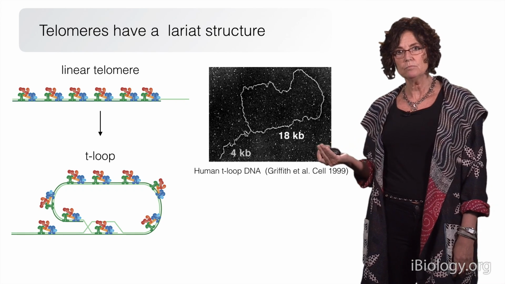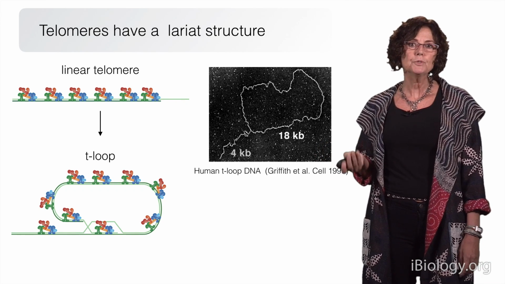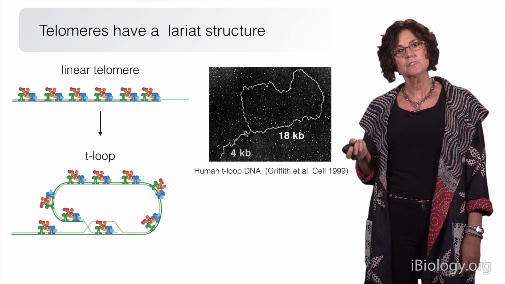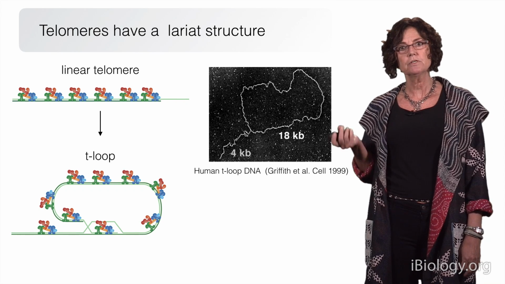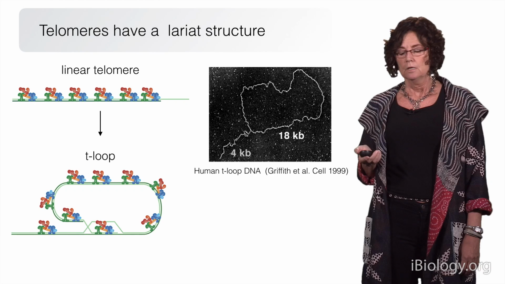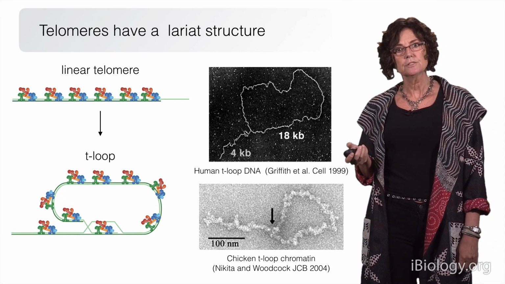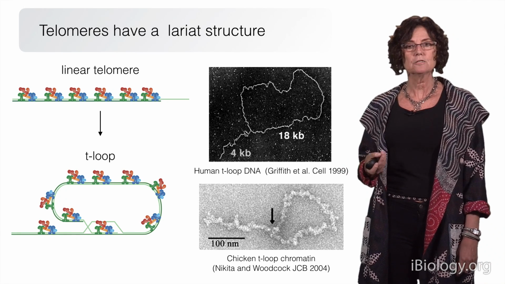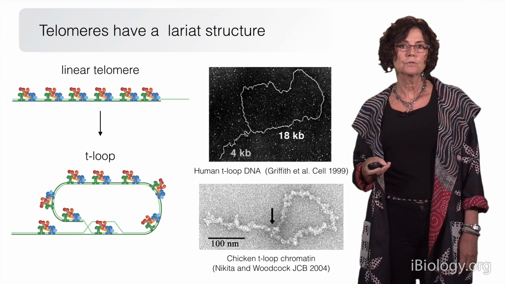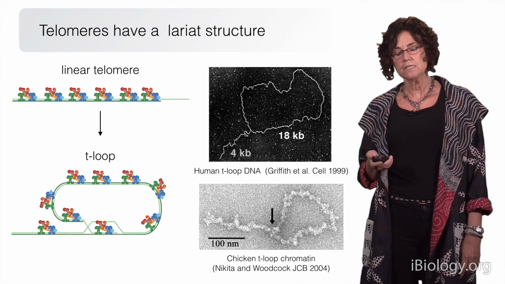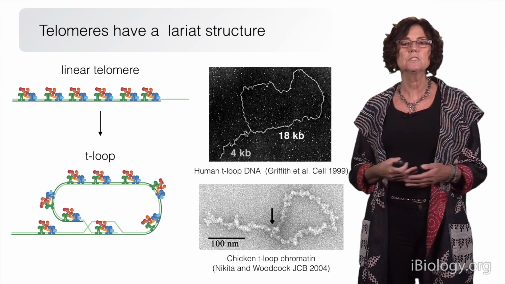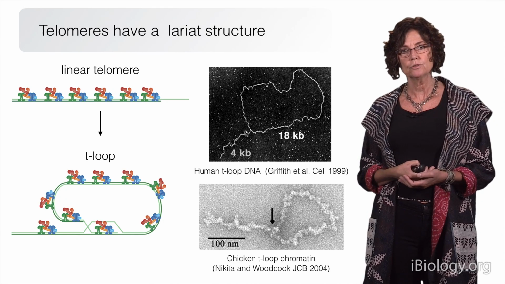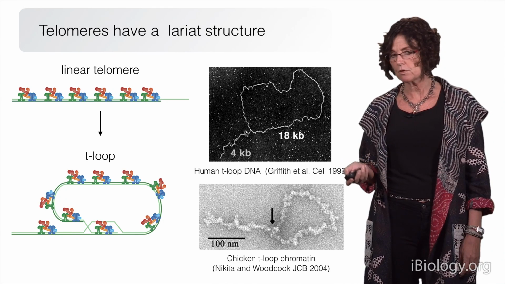This is an EM, Kleinschmidt spreading, of purified protein-free telomeric DNA from HeLa cells. And you can see that this telomere has a very large lariat structure. Here's another EM analysis, in this case done by Woodcock's lab, in which they analyzed chicken telomeric chromatin. They purified the whole chromatin and could see these T-loop structures. And in fact, telomeres in protozoa and in plants, many organisms are now known to be in a T-loop structure.